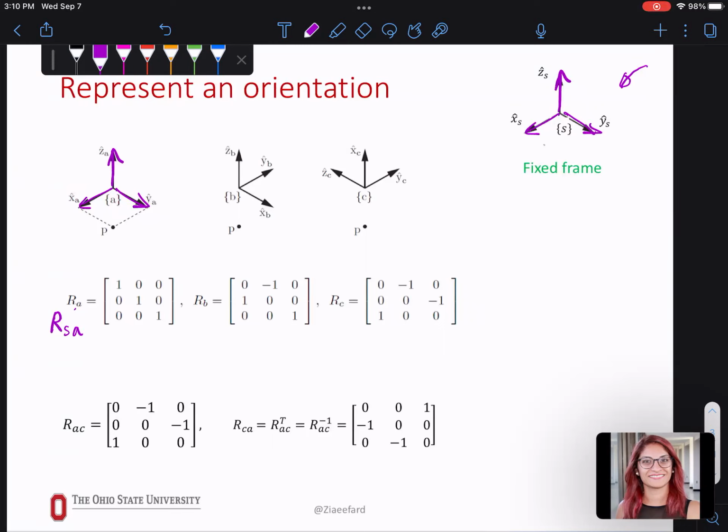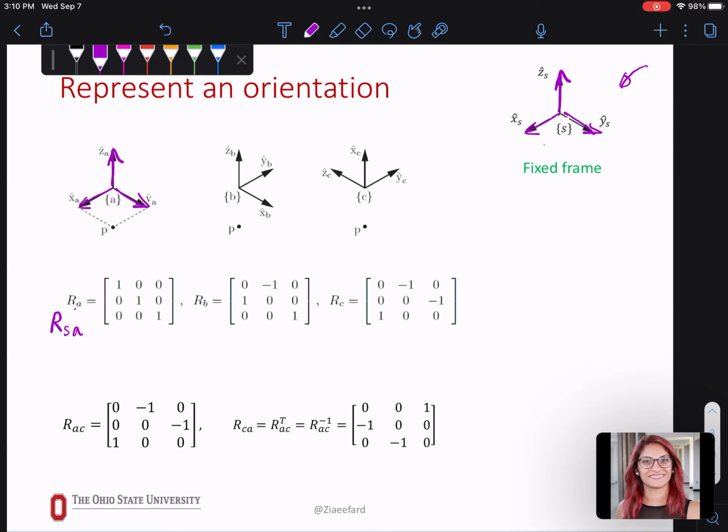But there is a rotation matrix for it. What's the rotation matrix? Identity, right? Meaning that all the axes are in the same direction. So if we needed to do matrix multiplication, we have something multiplied by 1. So nothing will change going through this one frame.